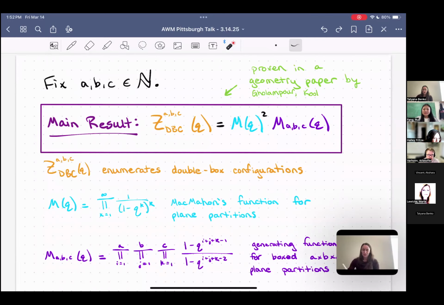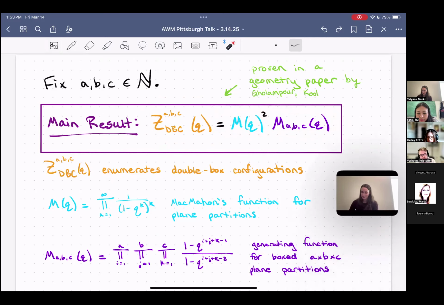So I want to fix A, B, and C as some natural numbers. And our main result is this equality of generating functions. On the left-hand side, I have a generating function which is going to enumerate something called a double box configuration, and we're going to get to that. And on the right-hand side, I have the generating function for plane partitions squared times the generating function for boxed A by B by C plane partitions.